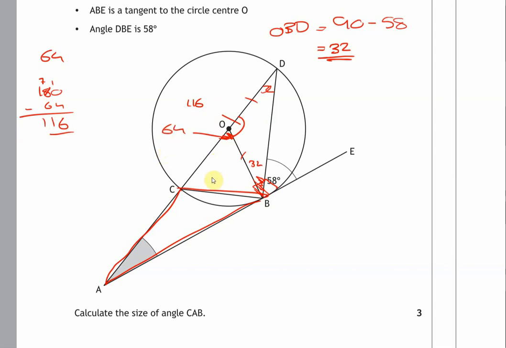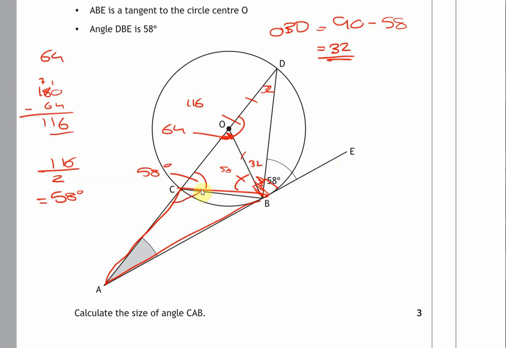So then what we can say is that the total amount left in this triangle is 116. Because this angle in here and this angle in here are identical, if we do 116 divided by 2, we get a value of 58 degrees. So in here is 58 degrees, and in here is 58. So we're annotating the entire triangle here.